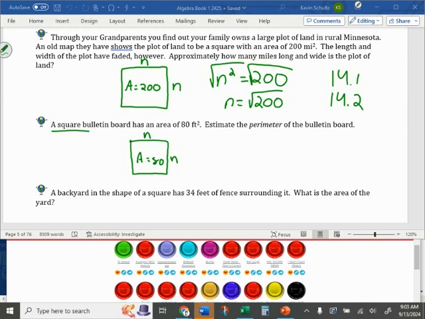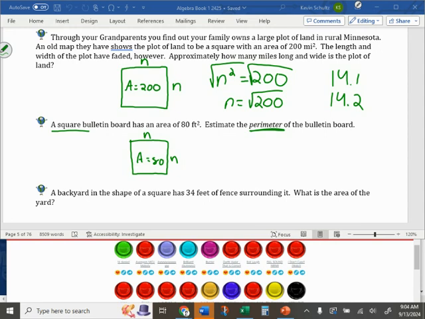I'm asking you to go one step further. Once you find the length of the side, what would the perimeter be? Perimeter, remember, is all sides added together. Or could we just do the answer times 4? That would also work.